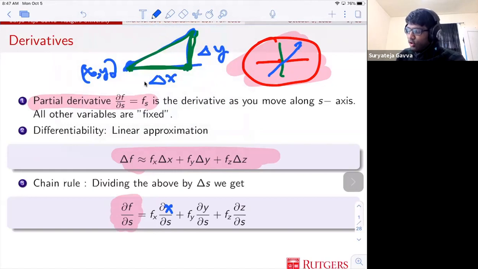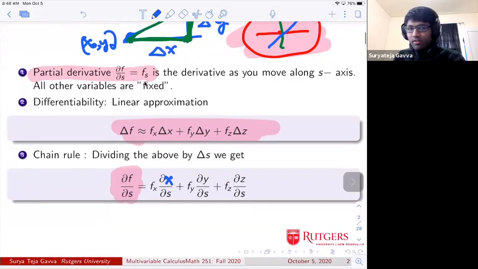Essentially, this formula captures the chain rule, and it gives you so much more. So please make sure that you understand this. Okay, questions on this?